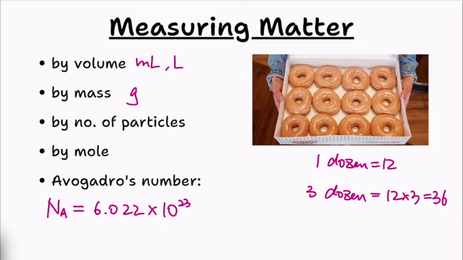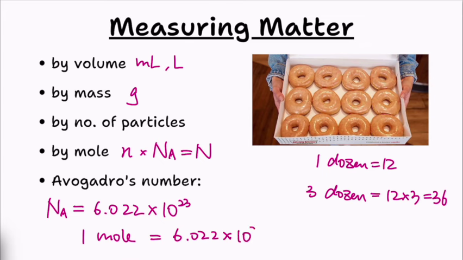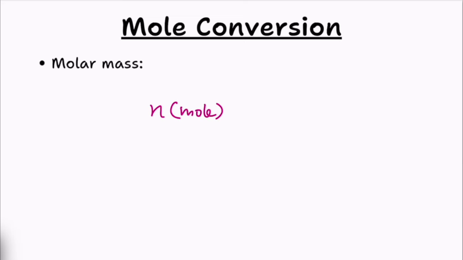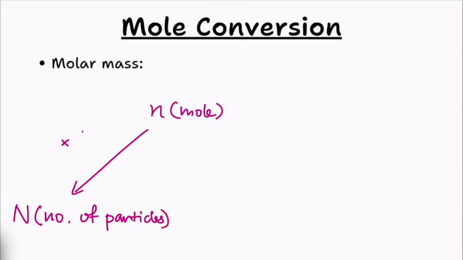Okay, so the number of moles is represented by the small letter n. When you multiply this number by Avogadro's number, you will always get the number of particles. So 1 mole of any particle is equal to 6.022 times 10 to the power 23. And when I say particles, it can be atoms, ions, or molecules. When you are given the number of moles, you convert it to the number of particles by multiplying it by Avogadro's number.